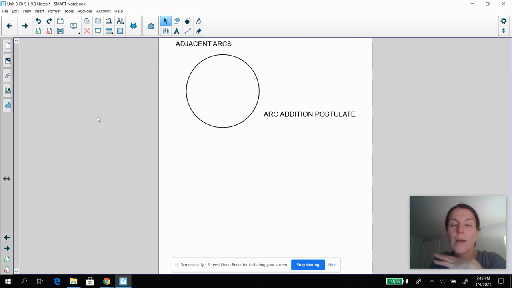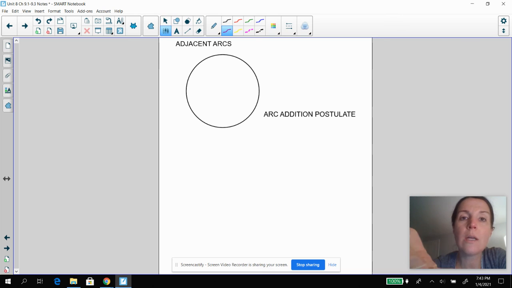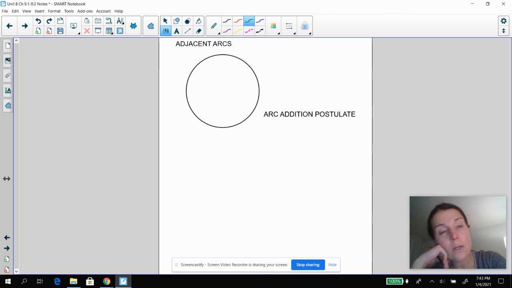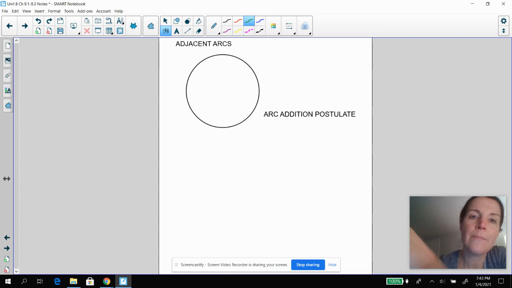All right. Last little slide I wanted to make sure we talked about. So we talked about adjacent angles before, but now I want to talk about adjacent arcs. And this is a super simple concept. Let's say that I've got arc BD here. So here's my arc BD. And then I've got arc DQ.